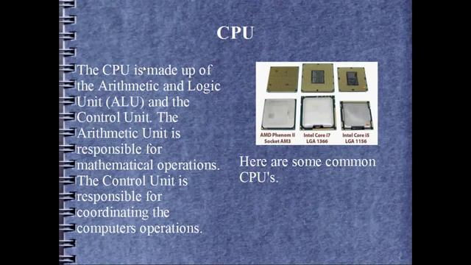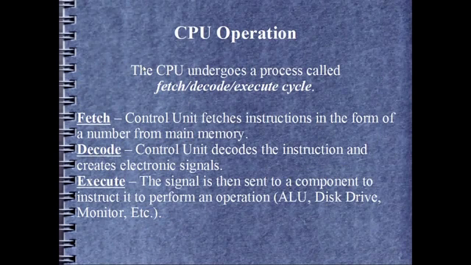Now, the CPU operates by the fetch, decode, and execute cycle. The control unit fetches instructions as a number and decodes the instruction. Then it sends the decoded instruction as an electronic signal to a component to perform an operation. The signal could go to the ALU, hard disk drive, monitor, whatever, pretty much anything that is connected to the computer.